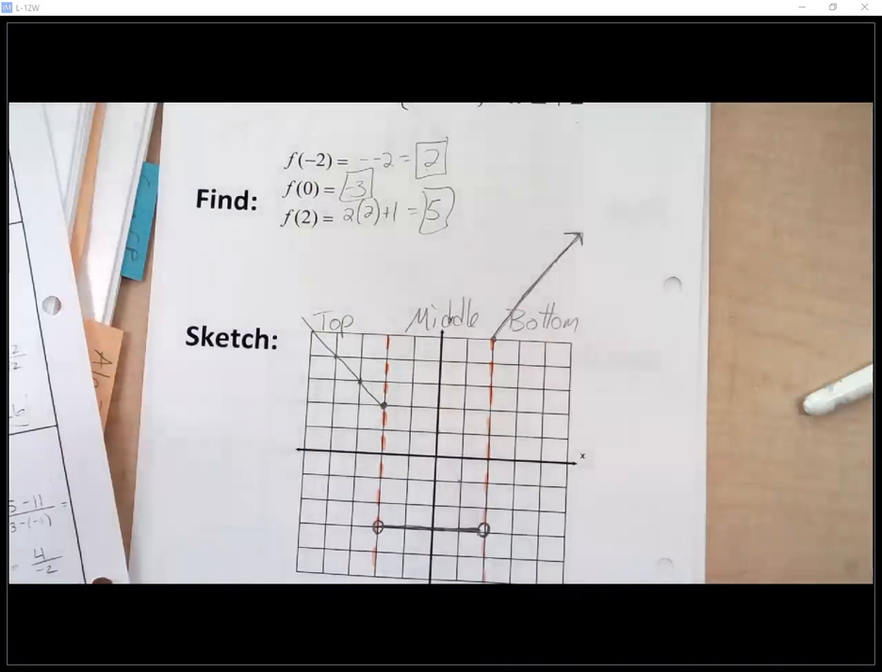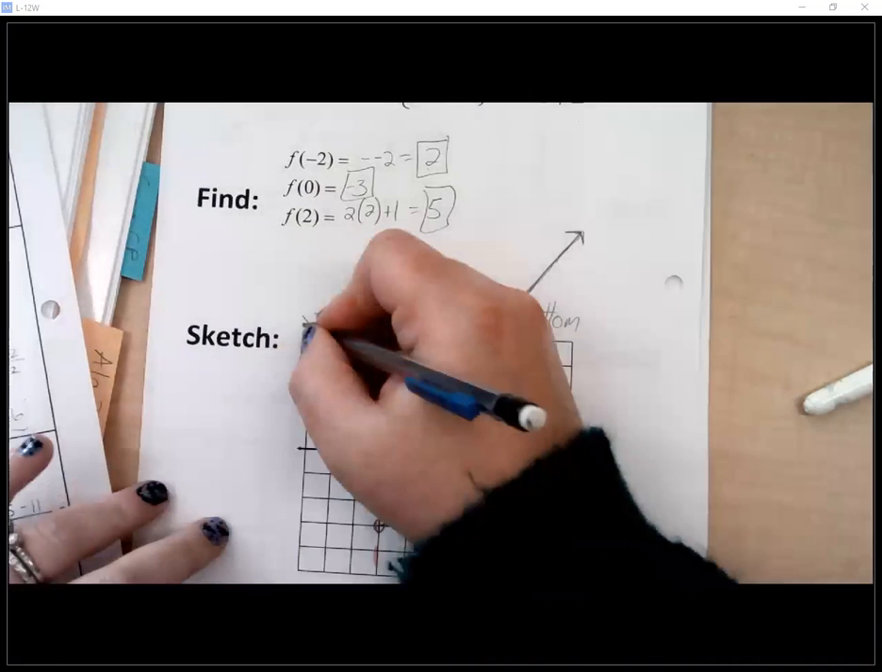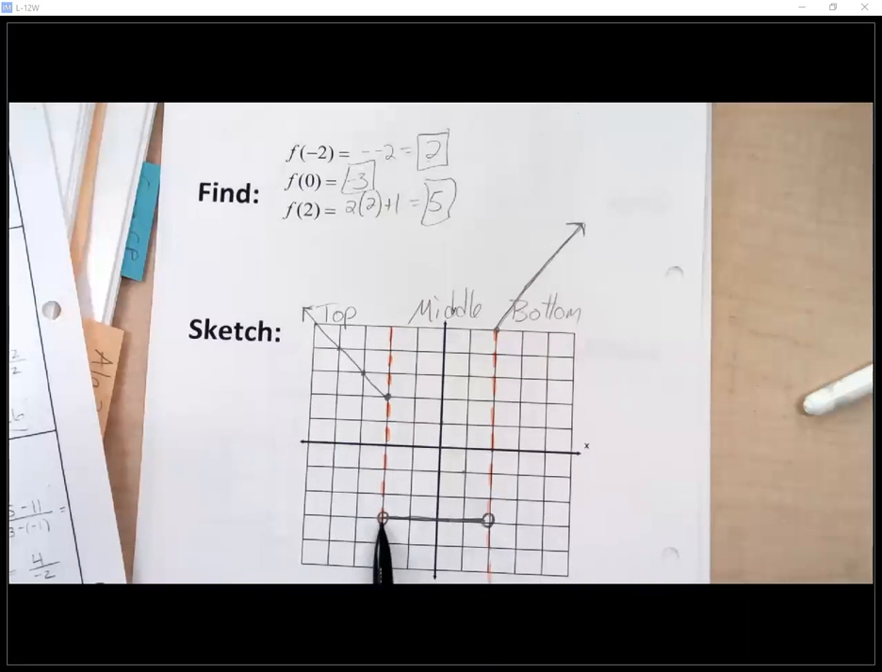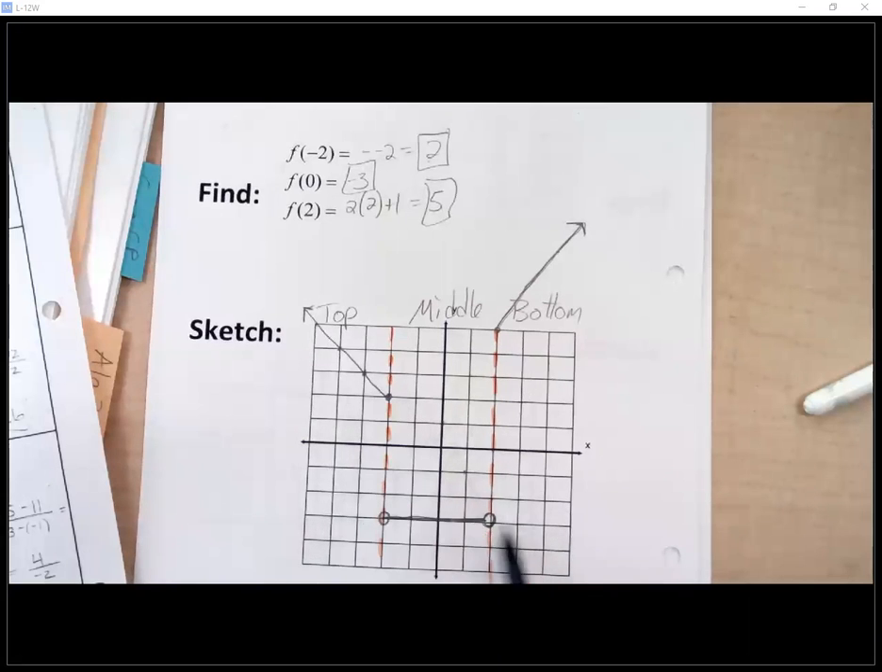Let me ask you this question, ladies and gentlemen. What's the domain of this thing? What'd you say? It is all reals. The domain is all reals. Even though you have some open holes here, it doesn't matter because there is a closed dot somewhere else.